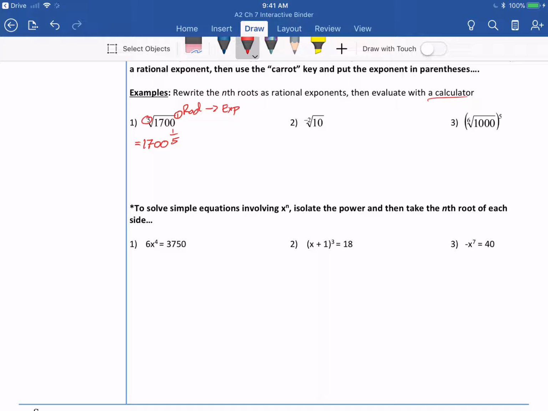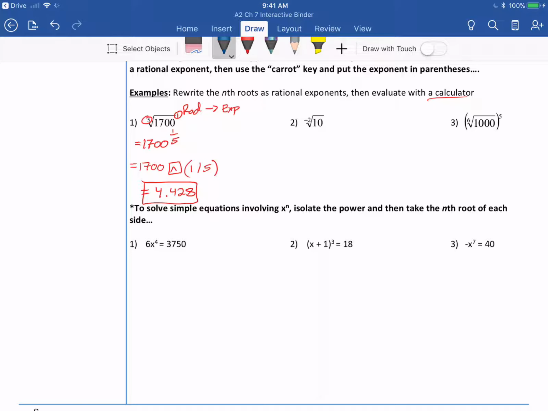Alright, and the way that you need to put this in your calculator, you need to go 1700, raise, so that's that caret button, parenthesis 1 divided by 5. Do not forget the parentheses. The parentheses are huge. Alright, so if you put this in your calculator, you should get 4.428, I believe. I think the 7 rounds up to an 8 there. So give me 3 decimals. That'd be good. That's what the ACT is going to ask you for.